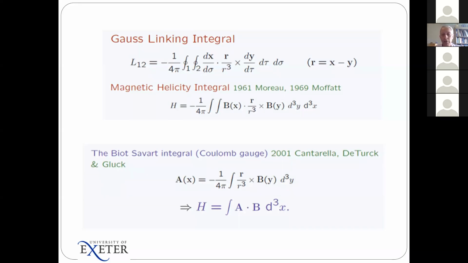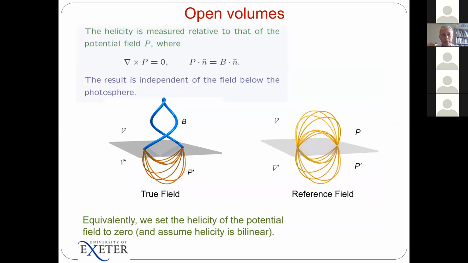I should say in the double integral, if you see this B of x dot r cross B of y, that's like the helicity density. It's a 2-point correlation function with this funny dot r cross in between. So the purest form of a helicity density is like a 2-point correlation function. And that's something that's useful to think about.